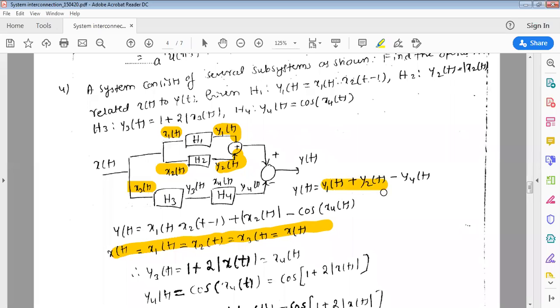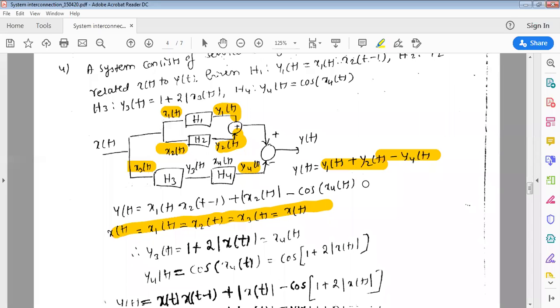Now it is minus. So I wrote minus. What is the output of this one? y4 of t. So I'm writing y4 of t. So the final output y of t is equal to y1 of t plus y2 of t minus y4 of t. This gives me y of t. Now, what is your y of t? That depends on these three factors.